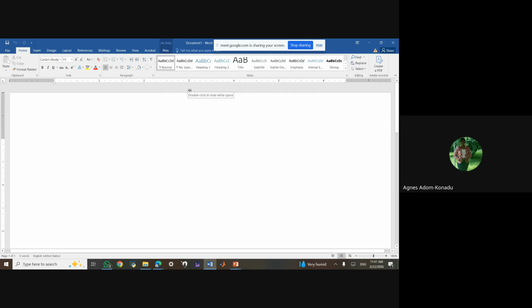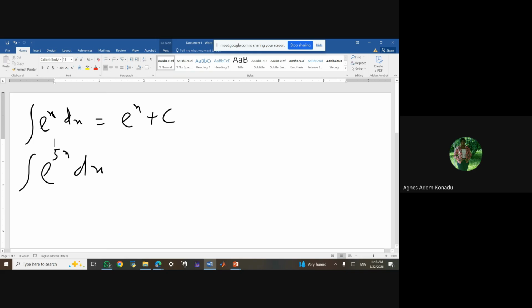We know that anytime I integrate e to the power x dx, I'm supposed to get e to the power x plus c. But here I'm given the integral of e to the power 5x dx. So the power here is not x, it is 5x. So how do I integrate this? When I integrate, I will not get e to the power x. So what we have to do is change the variable so that it looks similar to e to the power x.